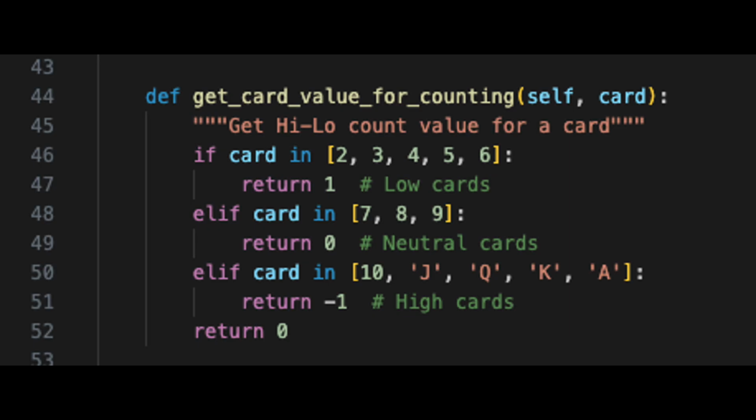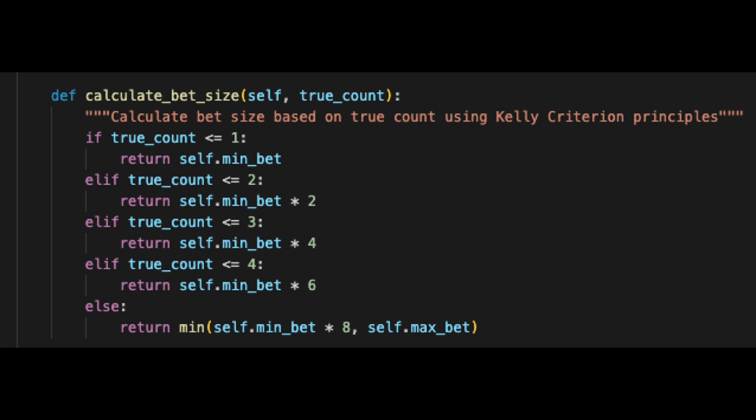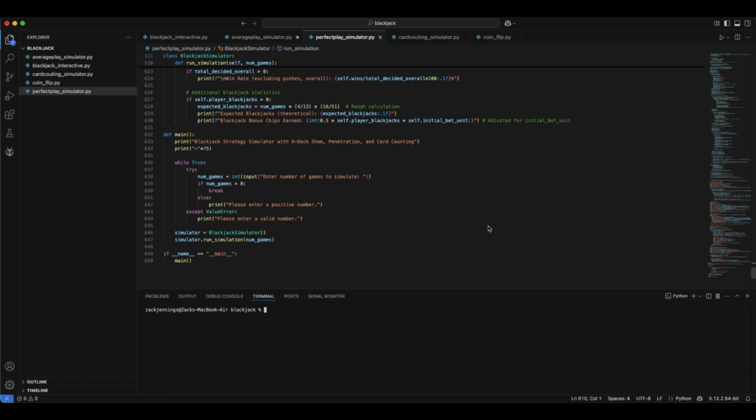I've implemented the high-low card counting system into the code to keep track of the running count. Every time a card is dealt, it updates the count by adding 1 for low cards, subtracting 1 for high cards, and ignoring neutral cards. Then, to get the true count, it divides the running count by the number of decks remaining in the shoe. This true count can help decide how much to bet. Higher counts mean more big cards are left, so the bet size increases, while low or negative counts reduce the bet. So here we have the finalized code with card counting implemented alongside the perfect play strategy tables. Let's simulate 100,000 games.